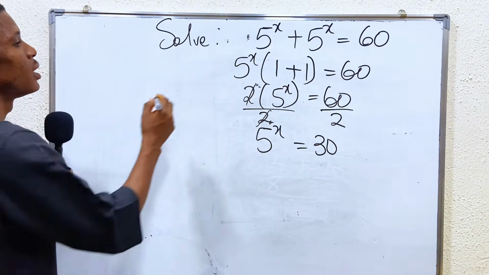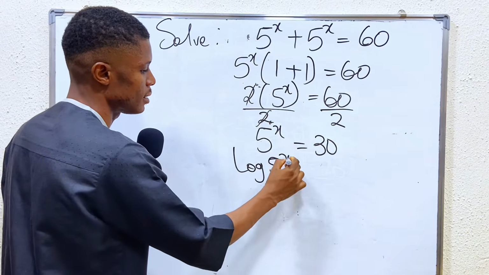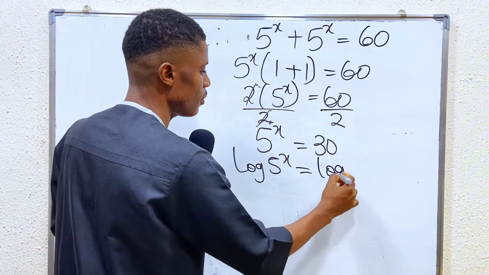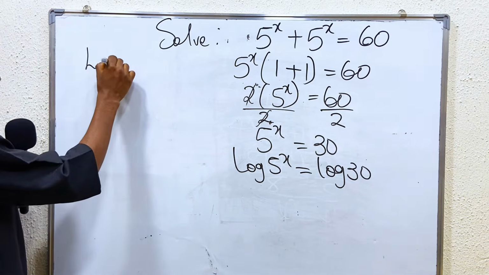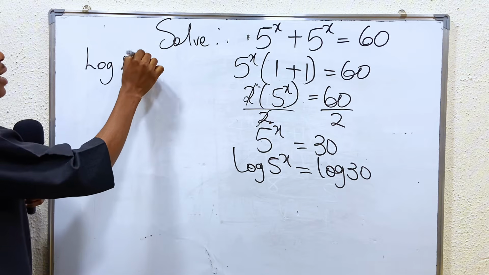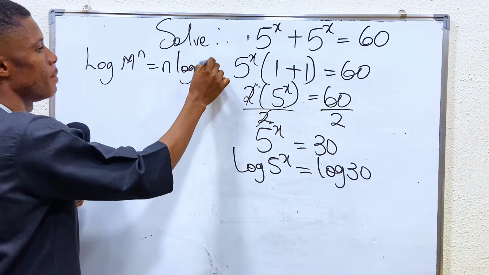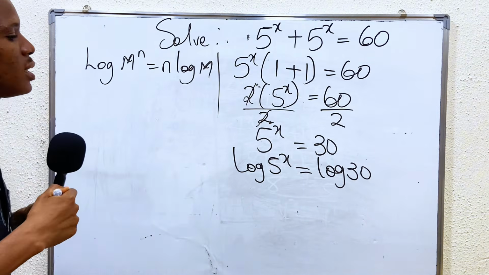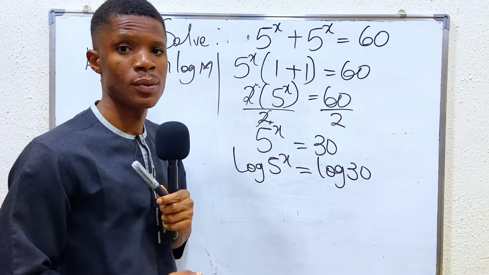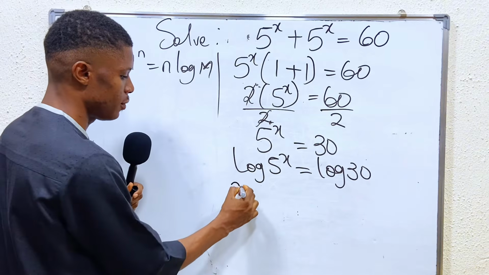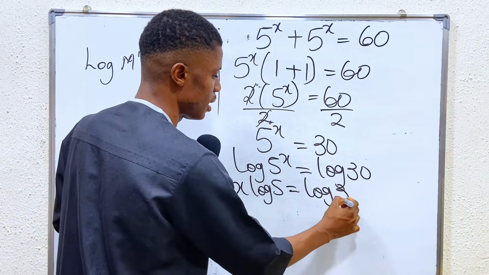Okay, what do we do? Remember, we take the log of both sides. You take log of 5^x, and that equals log of 30. The reason why we took the log is that there's a law of logarithm which I'm writing now: log of m raised to power n is the same thing as n log m. So this is the law. This allows us to multiply this power x by this particular logarithm. So what do we do? x times log 5. We have x log 5, and that equals log 30.